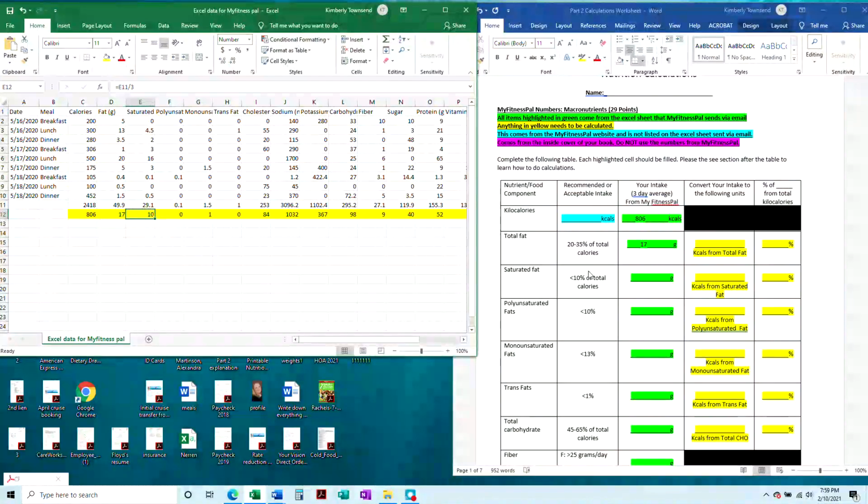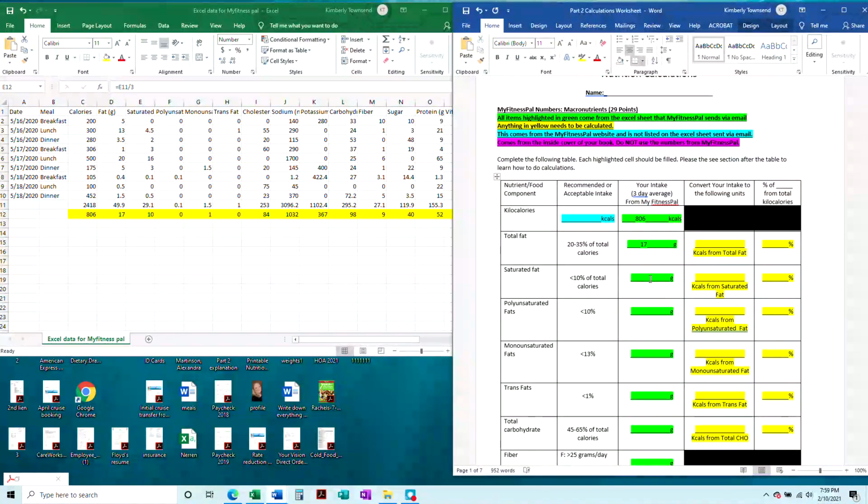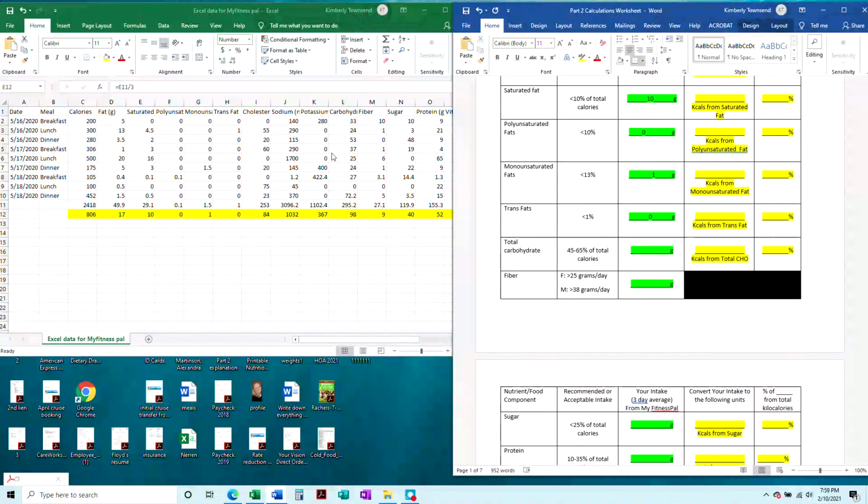Now I'm going to go down. So saturated fat was 10. Polyunsaturated was 0 grams. My mono was 1. Whoops, my mono was 1. My trans fat was 0. The next one is the total carbohydrates. So you've got to skip a couple of columns here. So your carbohydrates, on this one, it's 98.